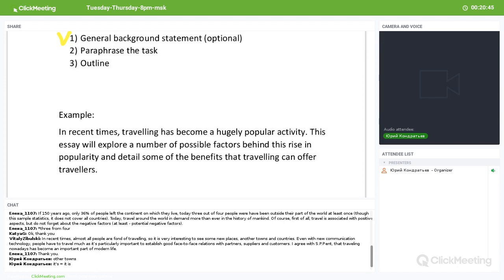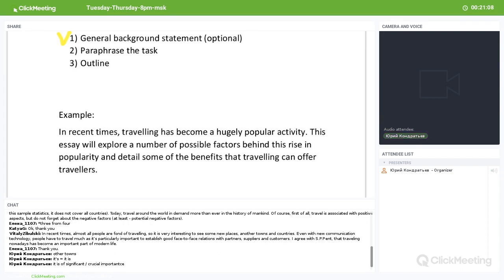Okay, "important" is a very simple word. You can say something like "it is of significant importance" instead of "it is important", just to make it more complex. It is of significant or crucial importance, or crucial significance, or significant importance, just to make it sound more academic. Okay. To establish good face-to-face relations with partners, suppliers, and customers.